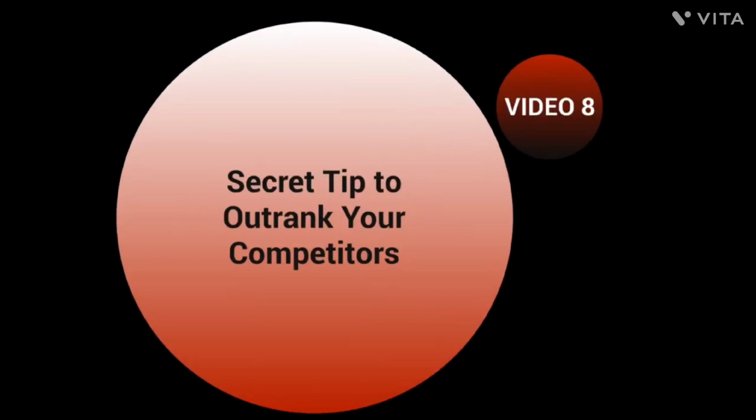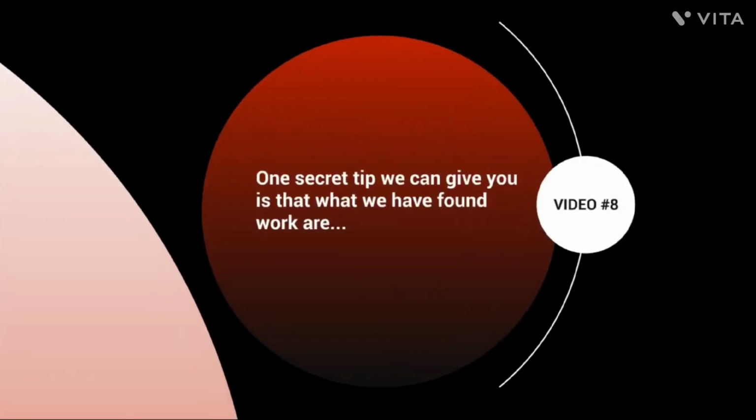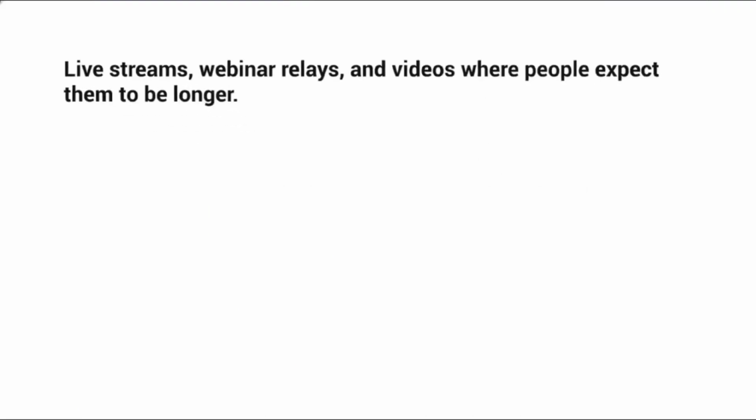We're going to talk about a secret tip that you can use to outrank your competitors. So we briefly talked about why having a longer video was important, right? So one secret tip that we can give you is what we have found that works is the following. Longer videos in the sense of live streams, which means you get on YouTube and you talk to people live. You have webinar replays and videos where people expect them to be longer. So in other words, people are expecting these to be longer.